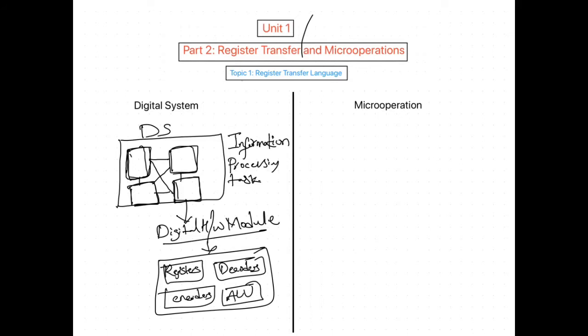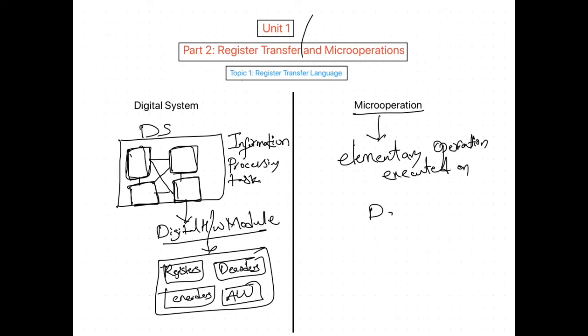Now we'll move to the second term, micro operation. What is a micro operation? A micro operation is an elementary operation or basic operation. This operation is executed on data. Where is this data? This data will be in a register. So a micro operation is an elementary operation executed on data which is stored in a register. Very simple.